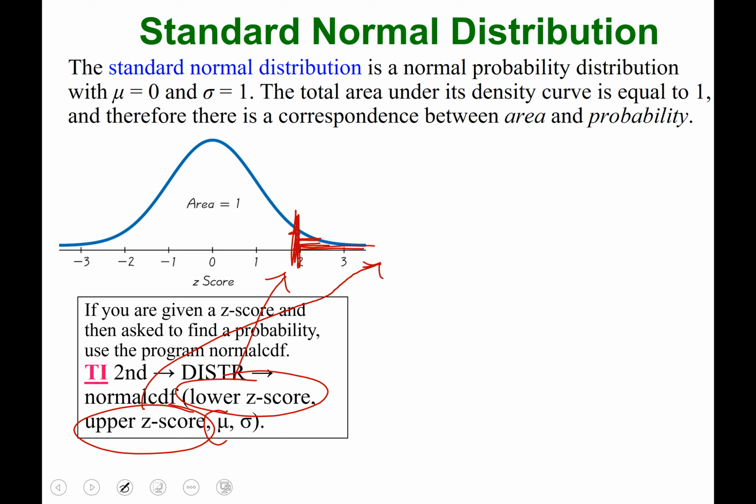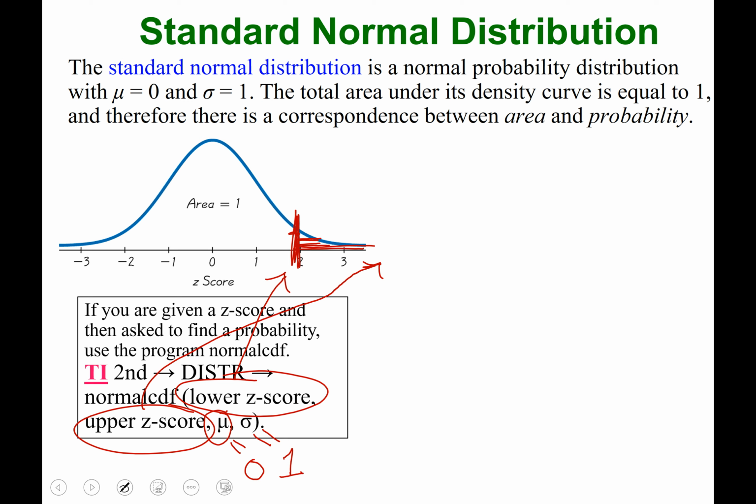Third input will be your mean, mu. And if you're dealing with z-scores or standard normal distribution, mu will always be 0. Fourth input, sigma. And again, if you're dealing with z-scores, so standard normal distribution, your standard deviation will always be 1.